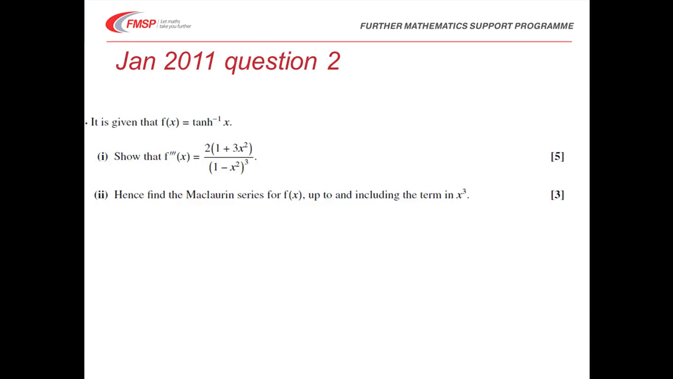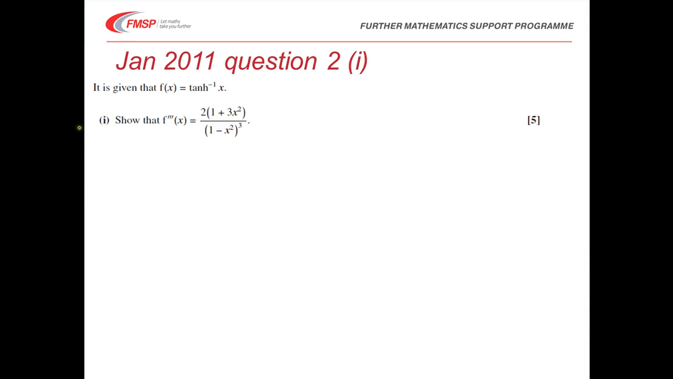It says it is given that f of x is equal to tan to the minus 1 of x, and we're asked in part 1 to show that the third derivative of f of x is equal to 2 upon 1 plus 3x squared over 1 minus x squared all cubed. And then in part 2 it says hence find the Maclaurin series for f of x up to and including the term in x cubed.